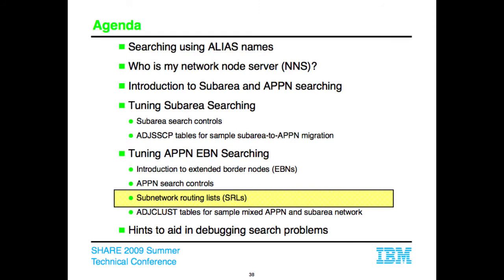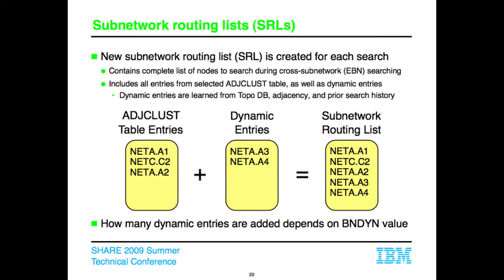All right, so now we talk about subnetwork routing lists. What exactly is a subnetwork routing list? Well, we only have one table for each net ID. And if we pick that table and move our pointer through that table as we're searching, what happens if I've got 5 searches for the same net ID going on at once? One guy moving the pointer around might screw up everybody else's.